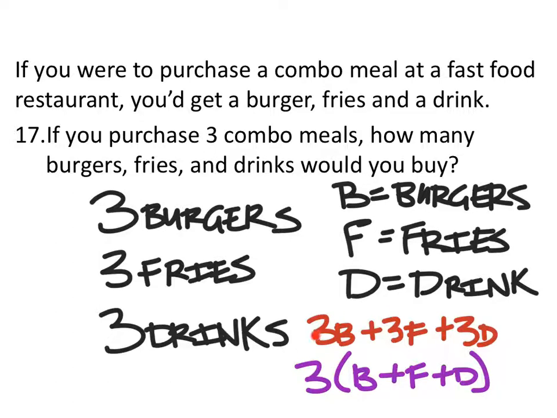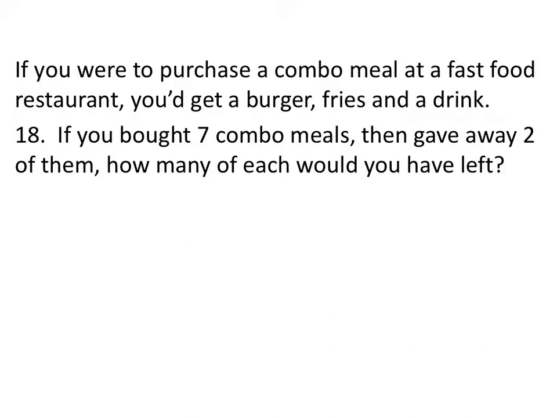You can do what we call factoring a 3 out of each of these terms, which leaves you with just a burger, a fry, and a drink, which is just a combo meal. And then it allows you to write it in purple like this if that is what you would like, or if it's more convenient to write it like that. If you were to purchase a combo meal at fast food, you get the burger, fries, okay.